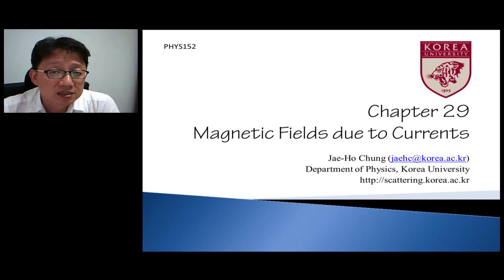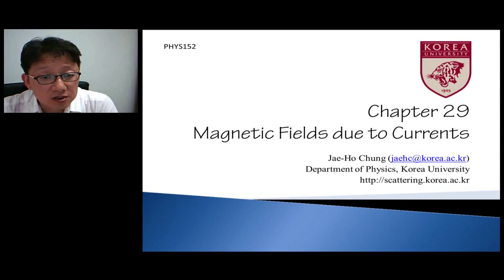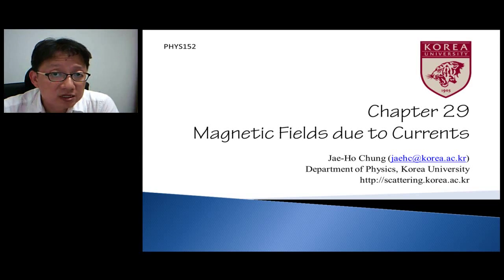Last week we studied the magnetic fields in chapter 28, right? This week we will study chapter 29, and the title is Magnetic Fields Due to Current. Actually, we already learned a little bit about the current coming from the magnetic field, right? So this week we will study a little bit more detail. And if you remember what we have learned last week, this week's lecture will not be difficult, okay?